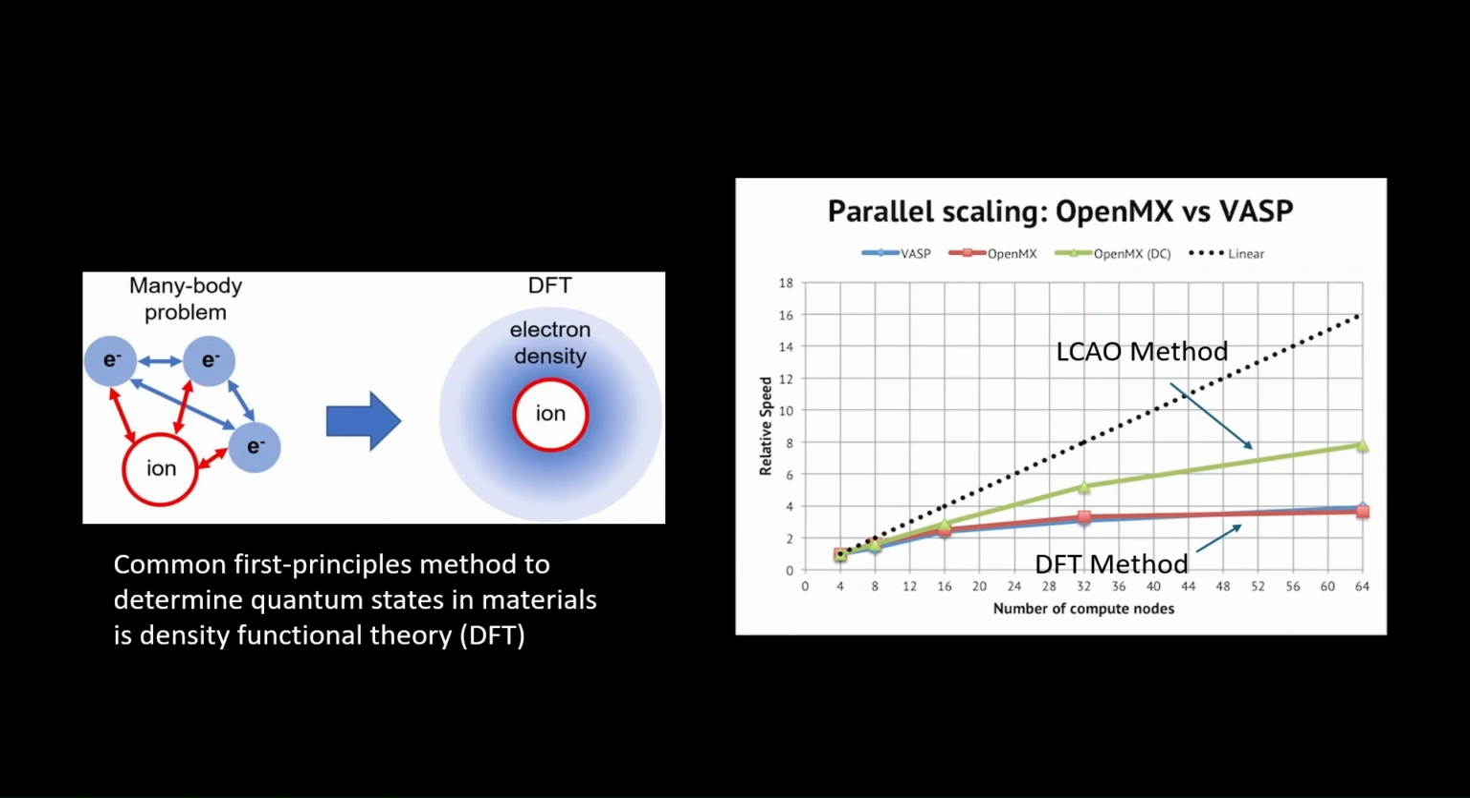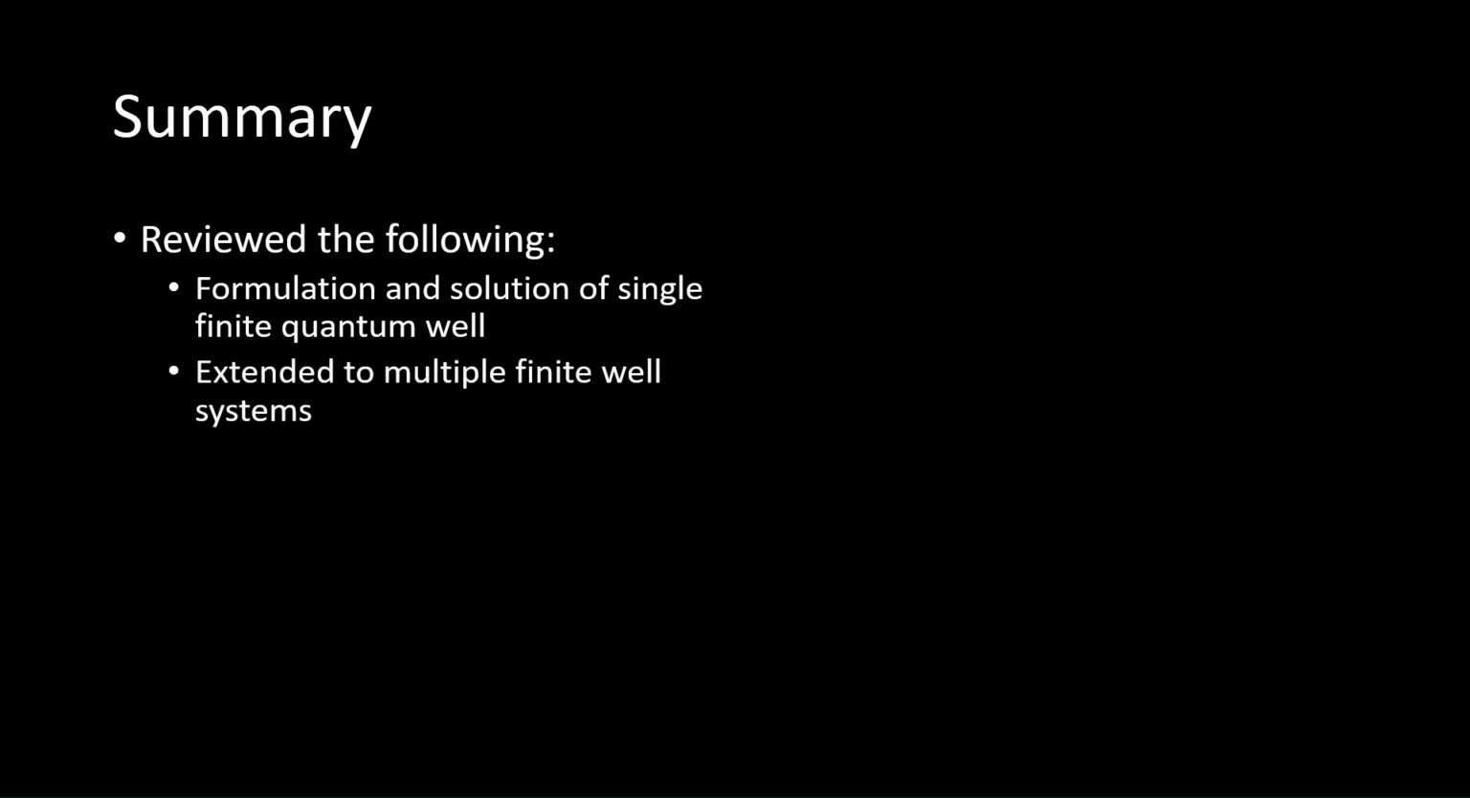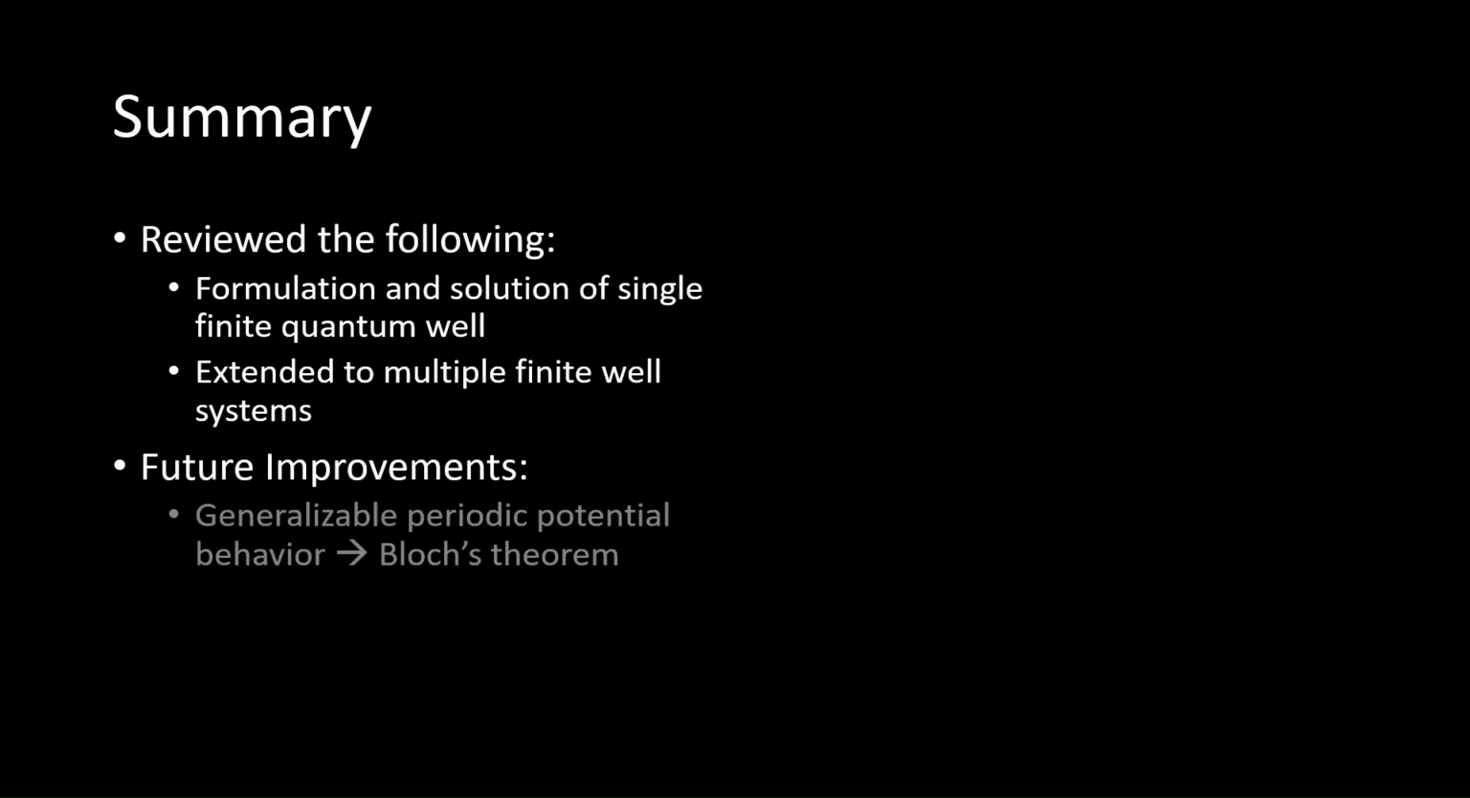Nevertheless, it is an important stepping stone for more accurate and widely used first principles methods like DFT, which approximate the single particle energies. In this video, we review the numerical and analytical solutions for the time-independent Schrödinger's equation for single and multiple finite quantum potential systems. If this were to be done in the future, maybe better generalizations for periodic potential behavior can be made, such as Bloch's theorem.